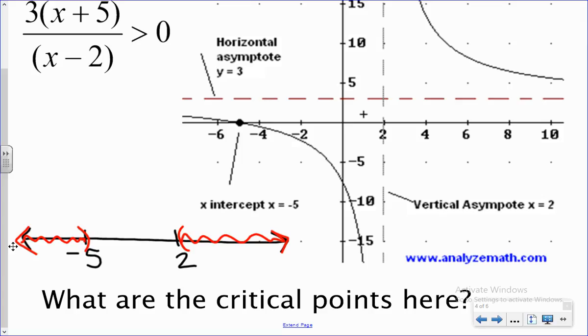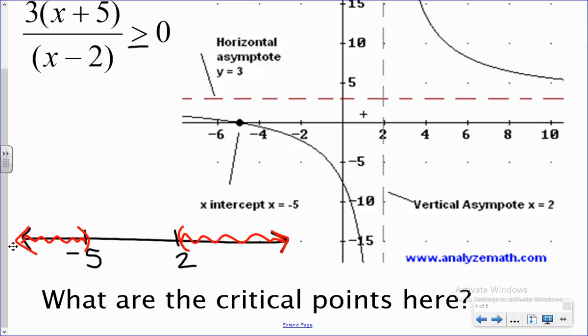Okay. We're still going to do the same thing where we're going to test values in between each of those critical points to determine if we are positive or negative. Okay. But let me ask you this. It didn't matter in this example, but if I changed our inequality to this, could we put a bracket on 2?